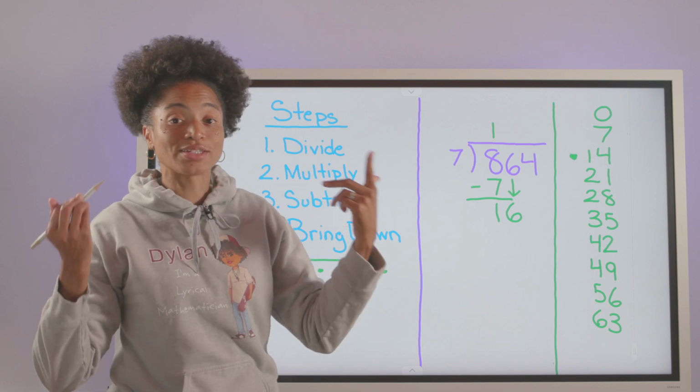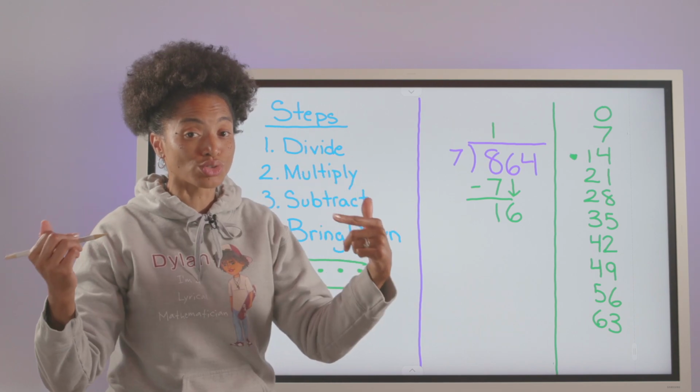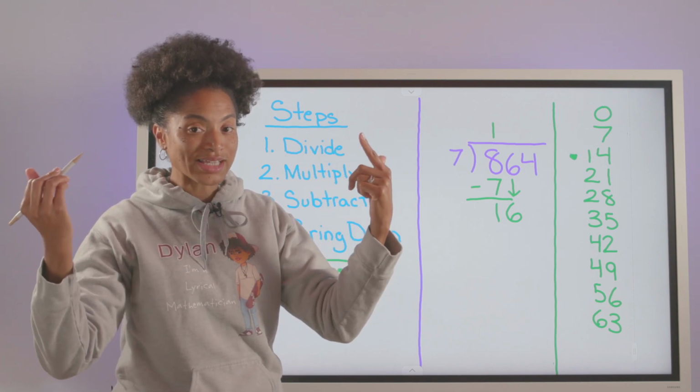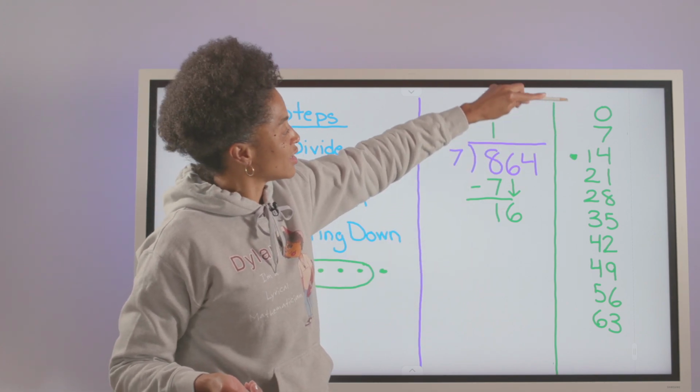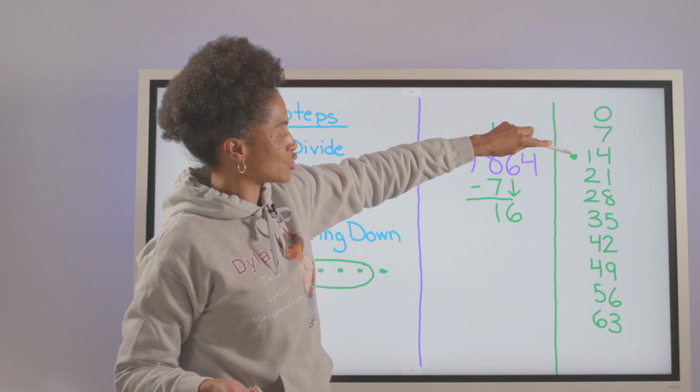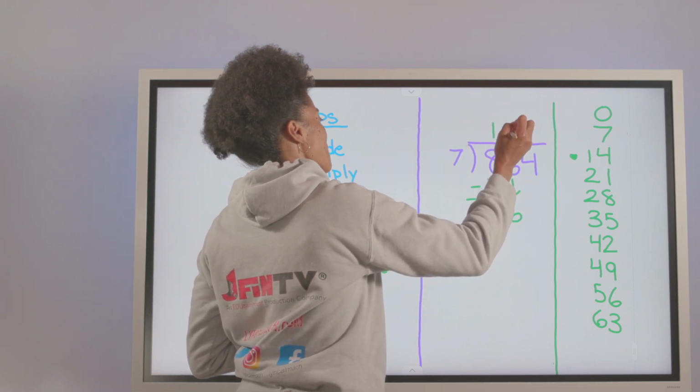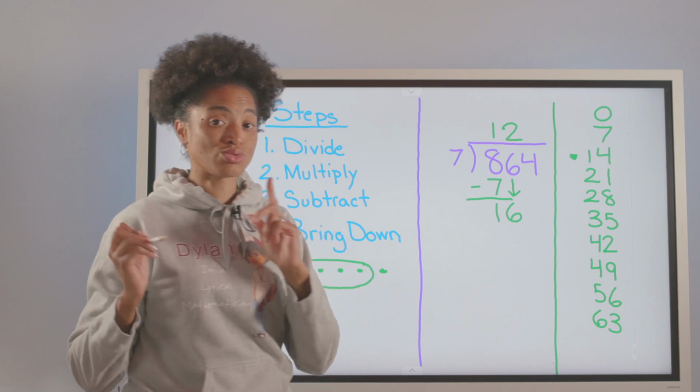Divide. Put the number on the top. The number of groups goes at the top. So how many groups of 7 do we get when we stop at 14? 0 groups, 1 group, 2 groups. Divide, put the number at the top. So 2 goes at the top.